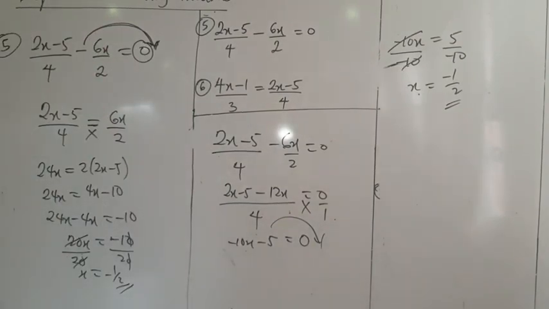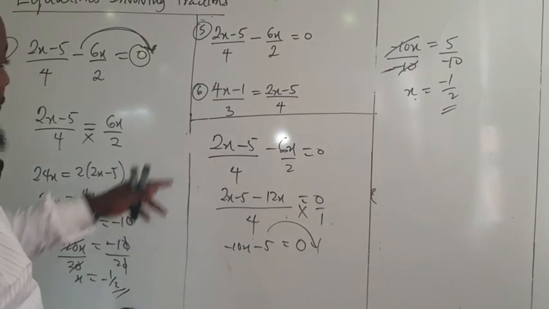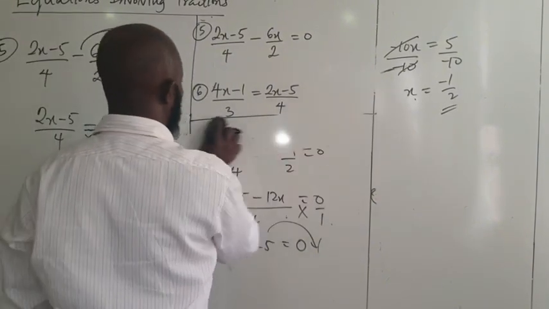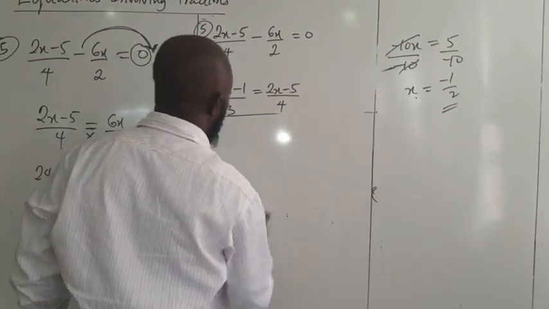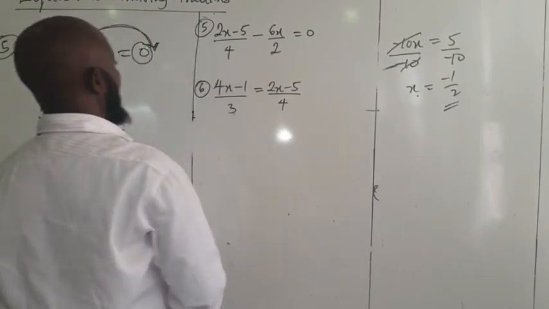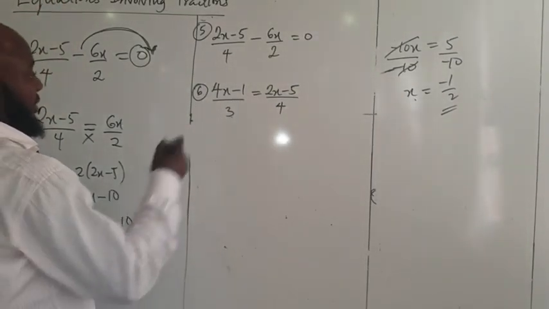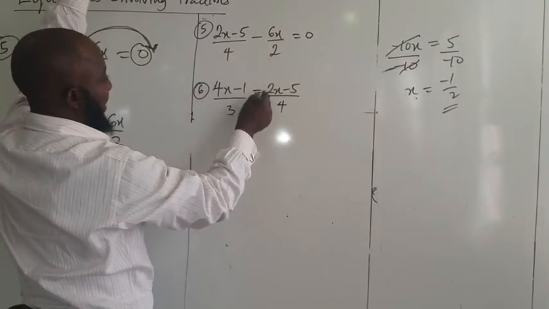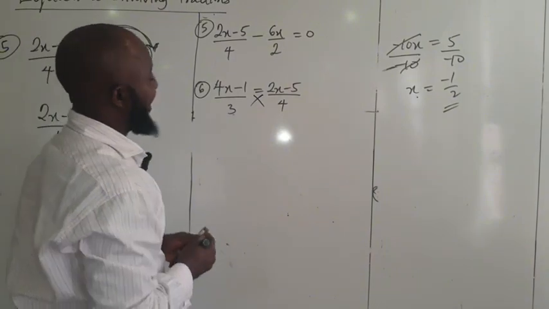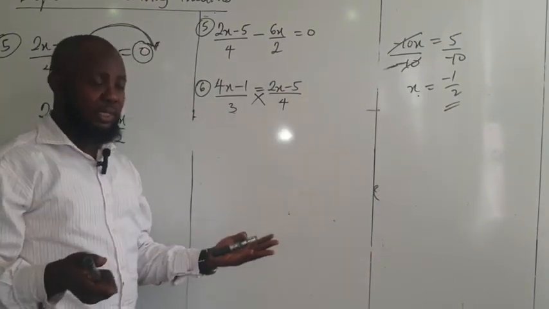Alright, so let's look at the last question here on equations involving fractions, which is question number 6. So let's have it under it. What you notice with this question is very straightforward. You can also adopt the method that we adopted. So it's either you cross multiply straight, or you find the LCM of the denominators and multiply each term, and you get the same answer.